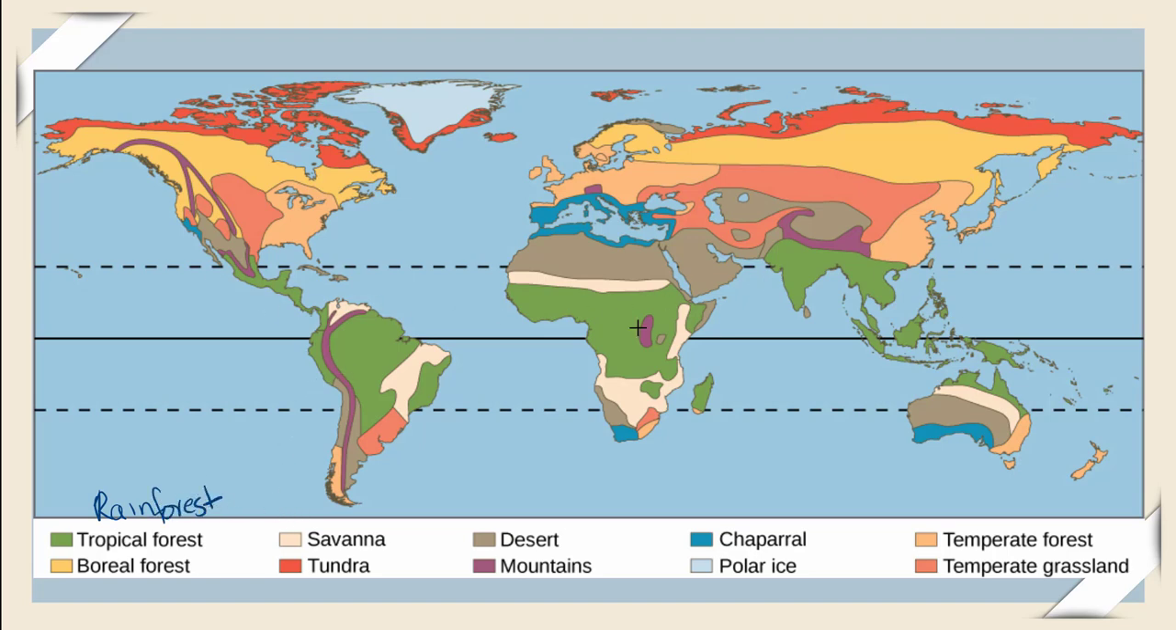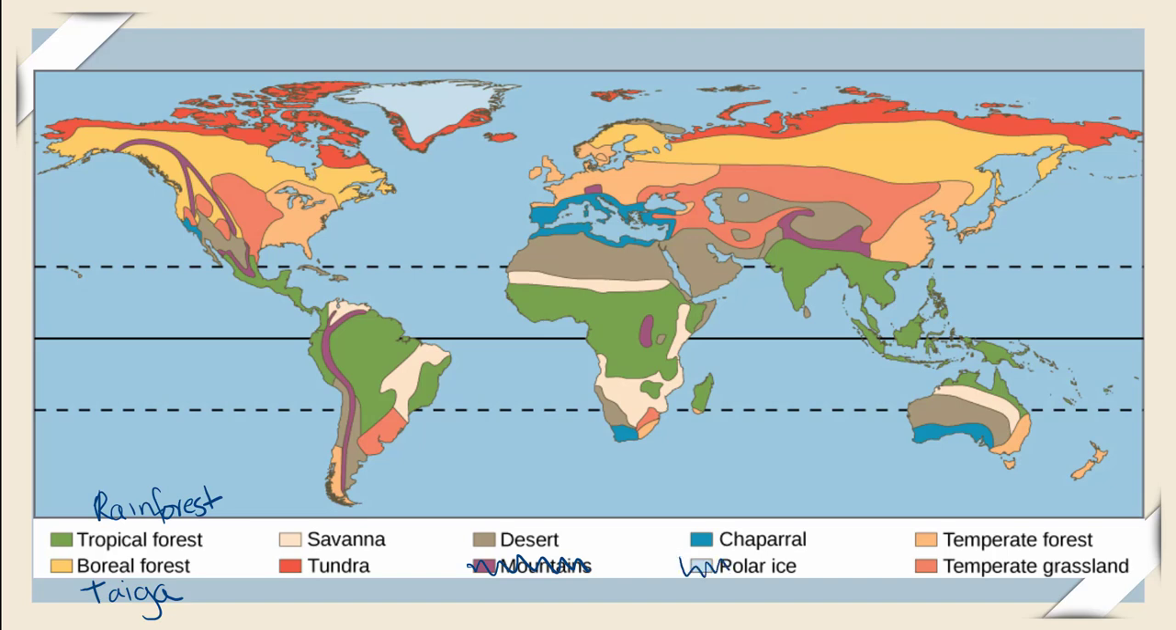Okay, in green around the world, we have the boreal forest, which is also called a taiga. In orangey yellow, we have a savanna. In light pink, we have tundra in red, which is found up near the Arctic. We have the deserts found here in brown. We are not going to worry about mountains. They are in purple on this map. We have the chaparral, which is in dark blue.